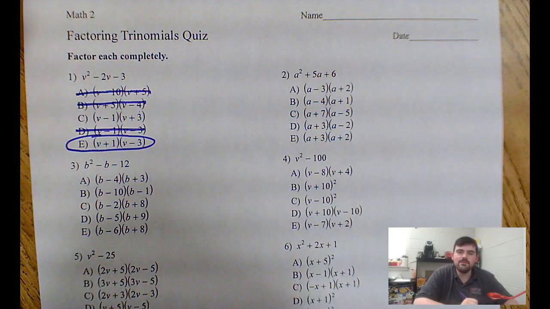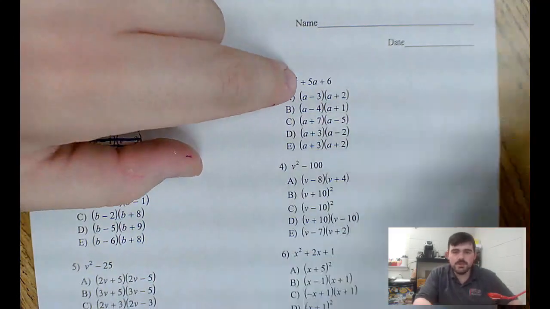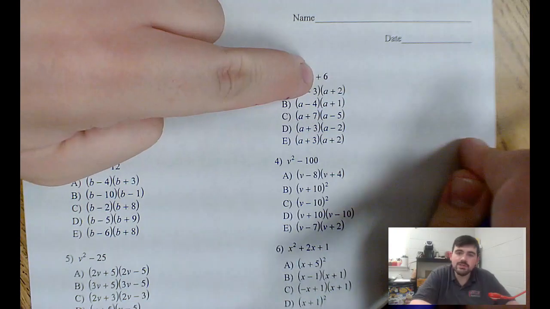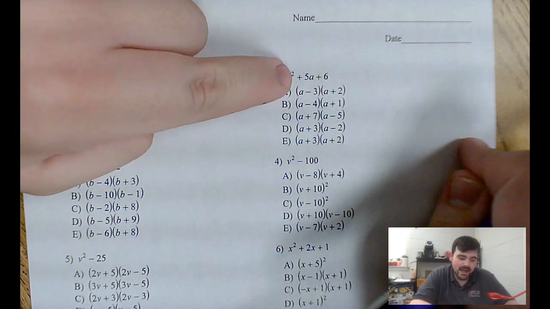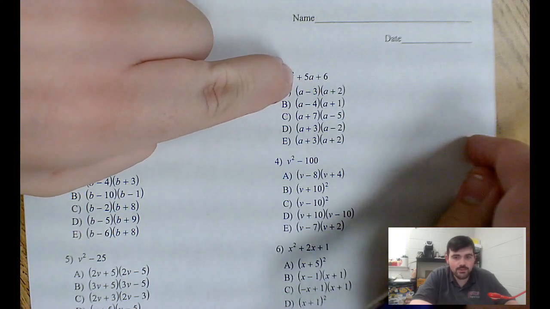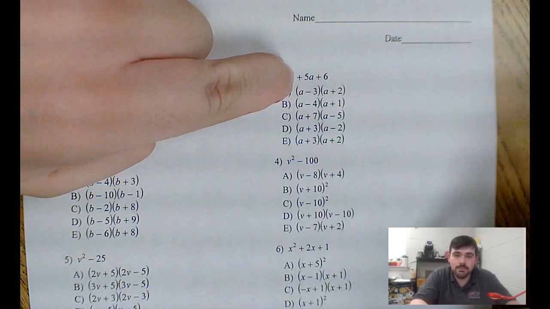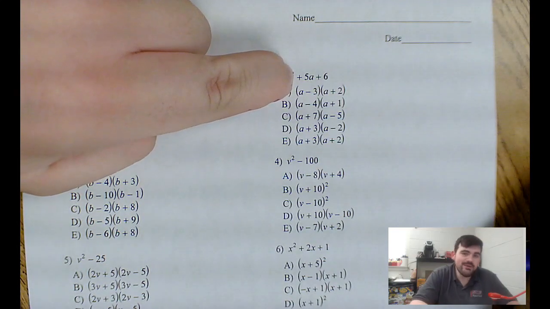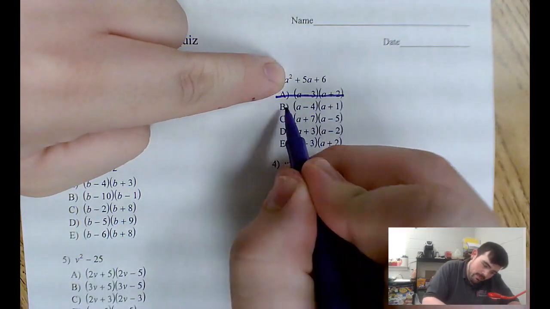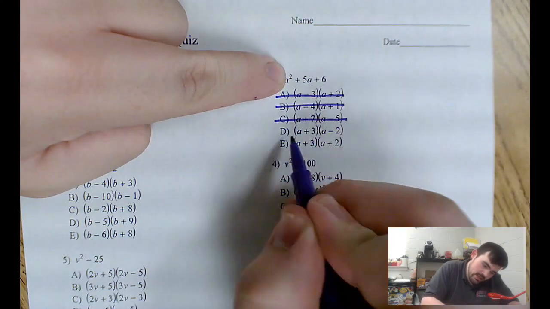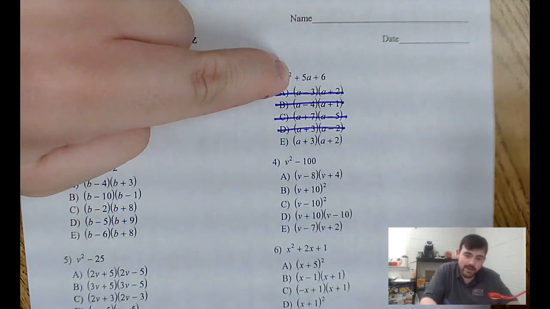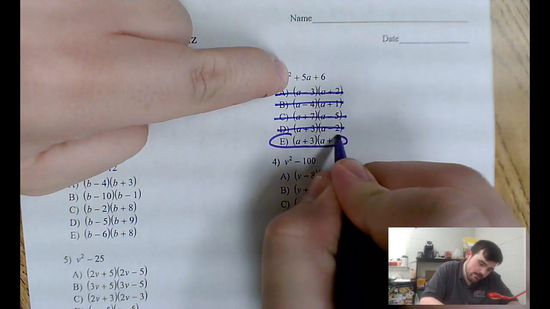Let's do the same thing for number 2. Now for number 2, before I even start worrying about the 6, look at this. They multiply to a positive 6 and add to a positive 5. If they multiply to a positive and add to a positive, they have to both be positive. So let's cross out any factor that has a negative. That eliminates A and B and C and D. Wow, we've already eliminated it all the way down to E, which is the correct answer.